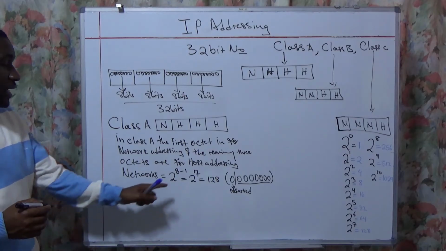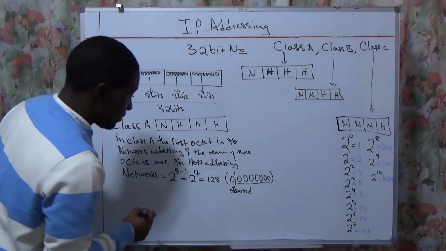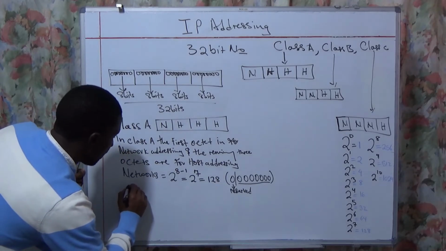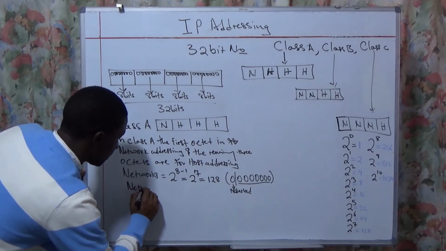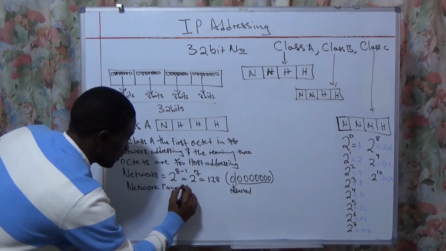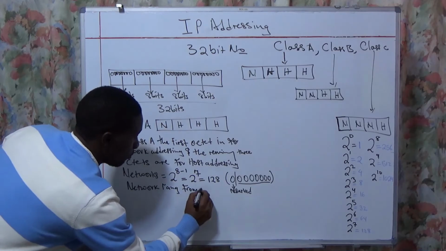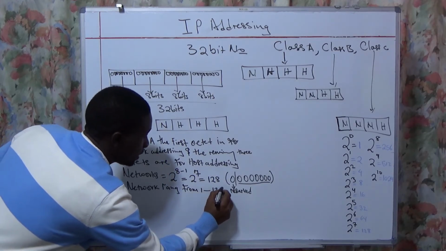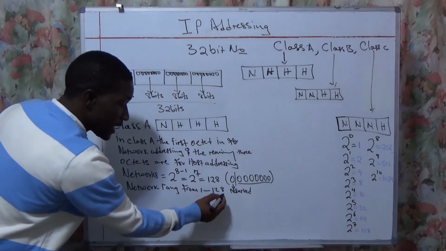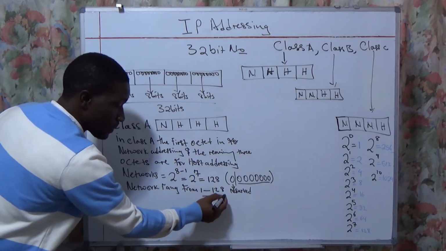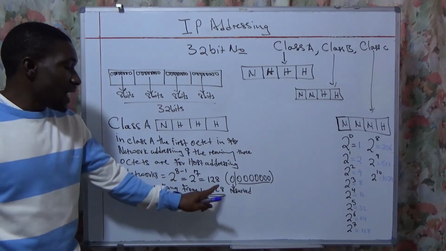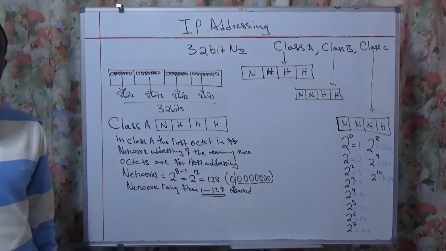So since we are remaining with those, what does that mean? That means that class A has a network range from 1 to 128. However, there is still another rule: from the networks, the first and last networks are not used.